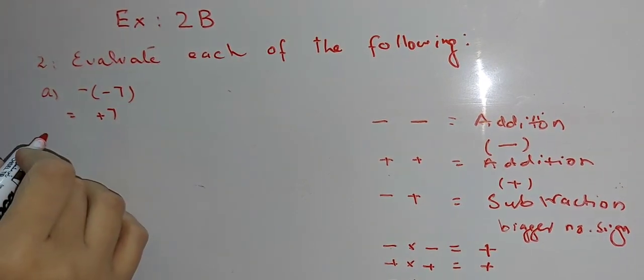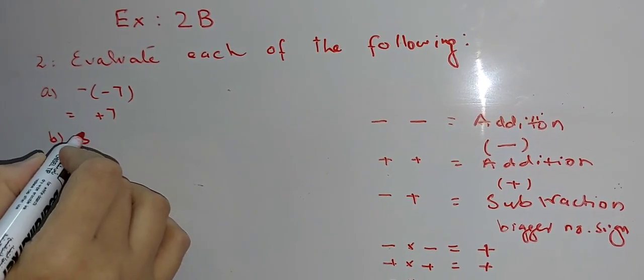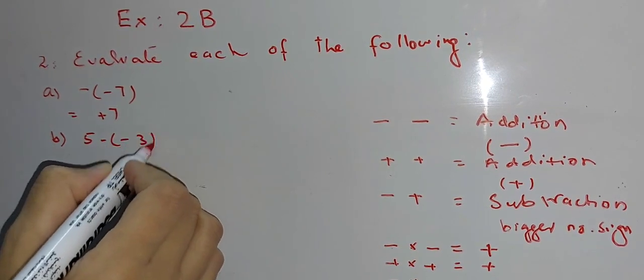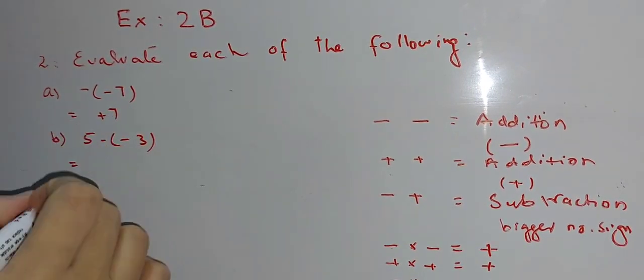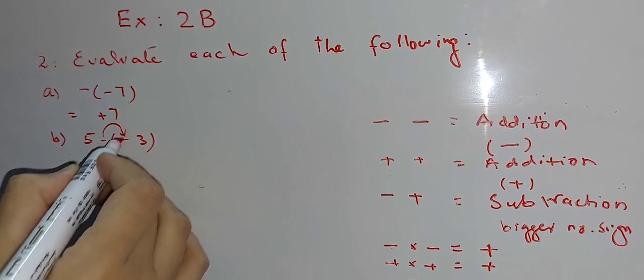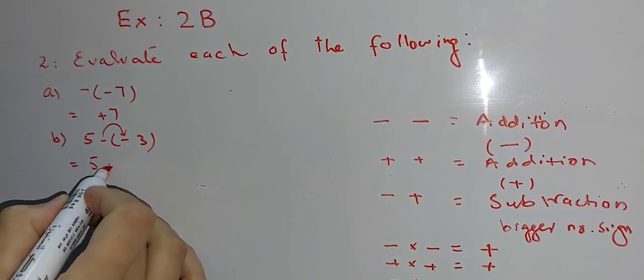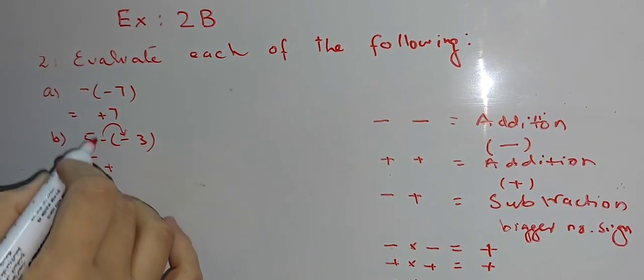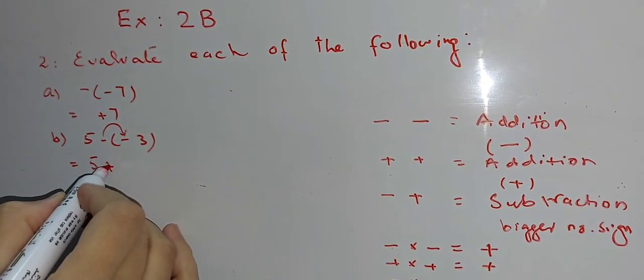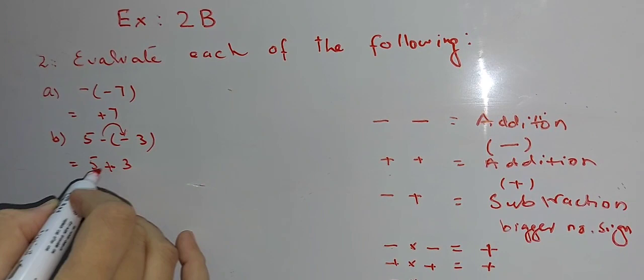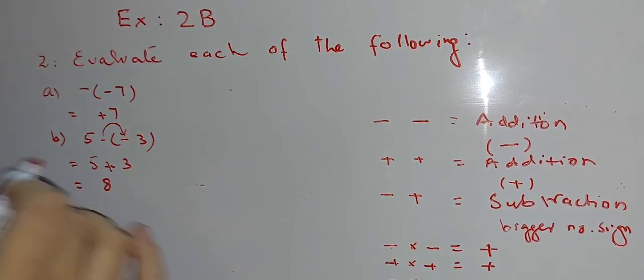Part B is 5 minus bracket minus 3. First of all we have to open the bracket. This minus multiplies with this minus. 5 will come as it is. Minus times minus again gives plus, that's why we are writing plus here. And then 3. So 5 plus 3 is equal to 8. So the answer for part B is 8.